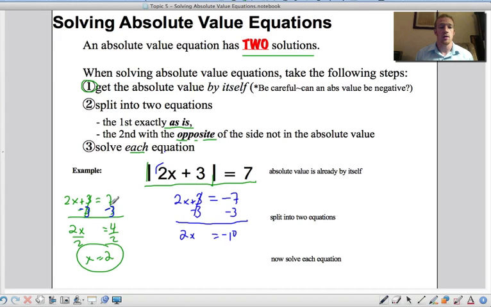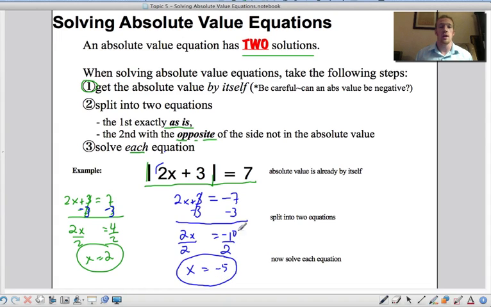So here, I was minusing 3 from a 7. Here, I'm minusing 3 from a negative 7. But notice I do the same steps. And here, my second step was to divide by 2. Right? Same step. But now I had a negative 10, so negative 10 divided by 2 is negative 5. Those are our two answers.